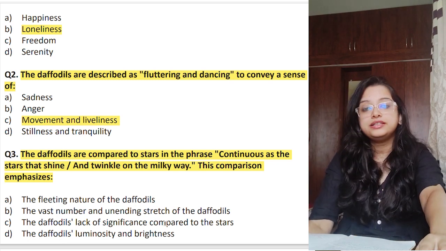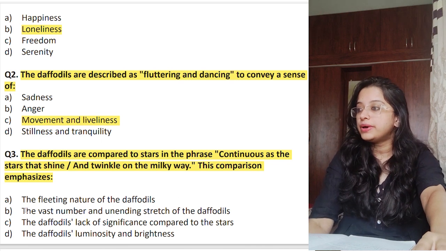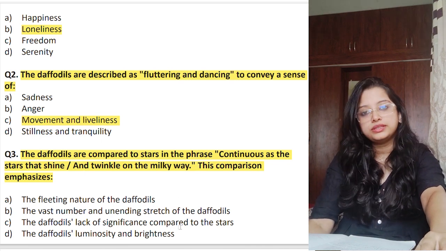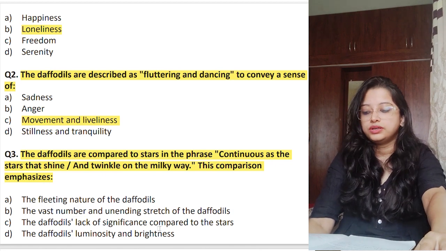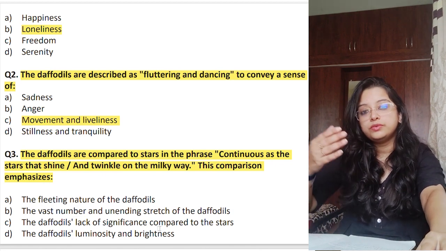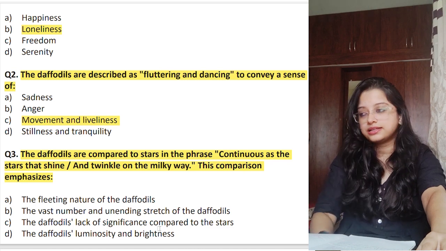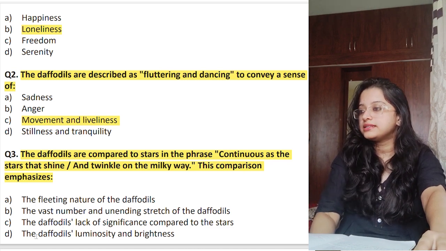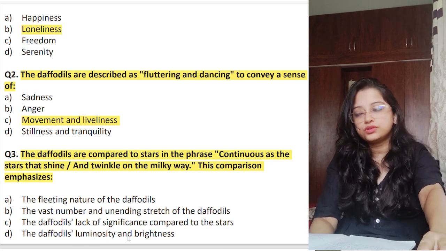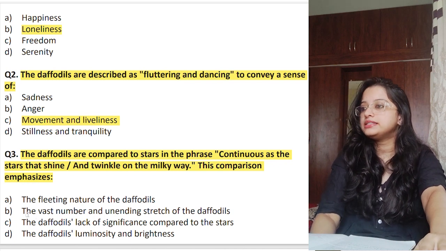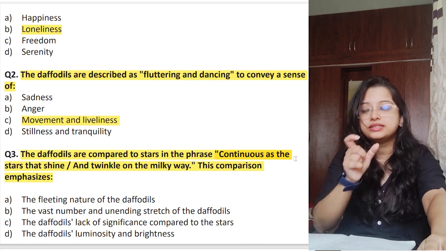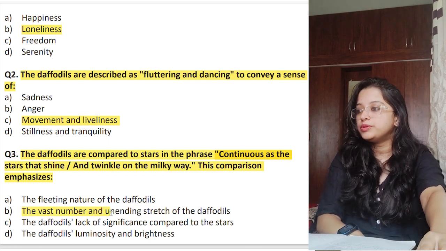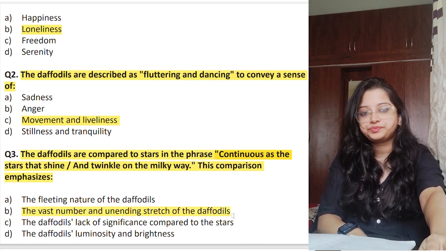Vast number and unending stretch of daffodils. Comparison emphasizes what? Okay, this can be correct. Daffodils' lack of significance compared to stars. No, that is a thing which we will see in the third stanza, not in the second stanza. So third one is cancelled. Daffodils' luminosity and brightness. No, we are not talking about the brightness. The comparison is about continuous as the stars. What is the comparison topic? It is continuous. So option number B is the right answer.